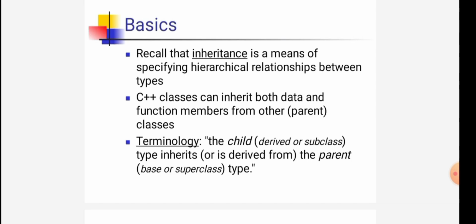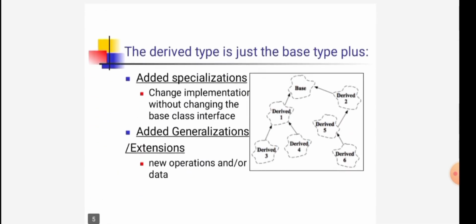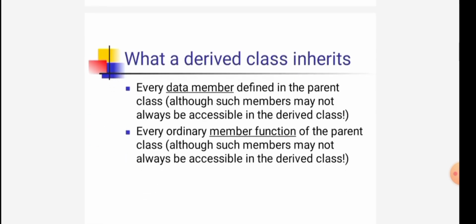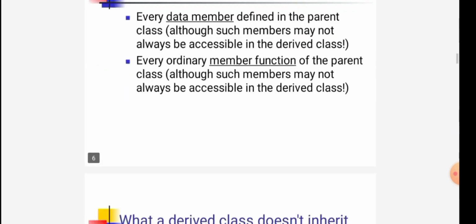Terminology: the child type inherits from the parent types. The derived type is just the base type plus, first, added specializations and, second, added generalizations. What does a derived class inherit? Every data member defined in the parent class and every ordinary member function of the parent class.